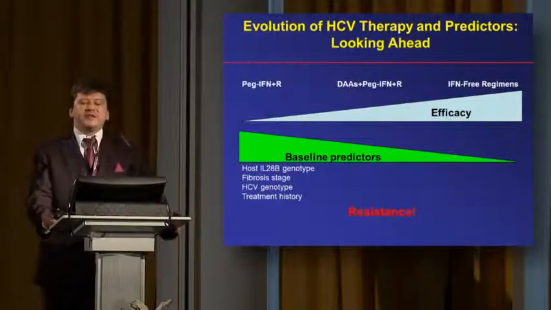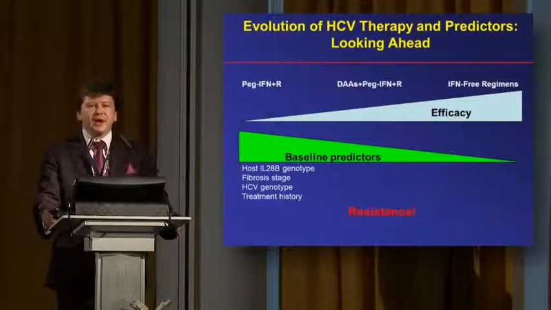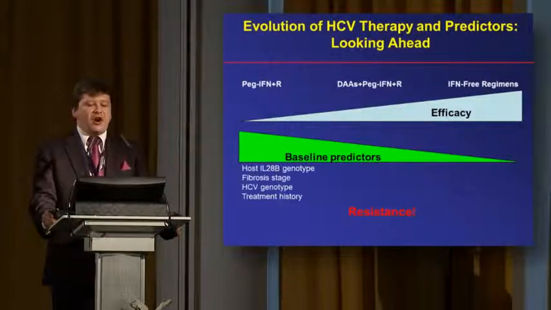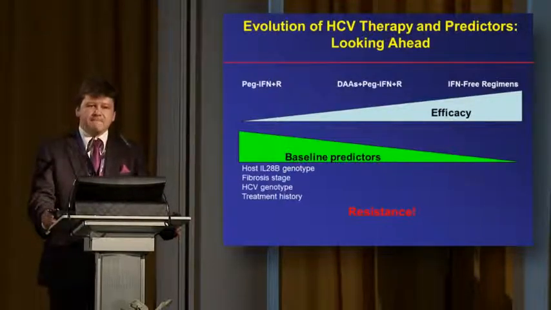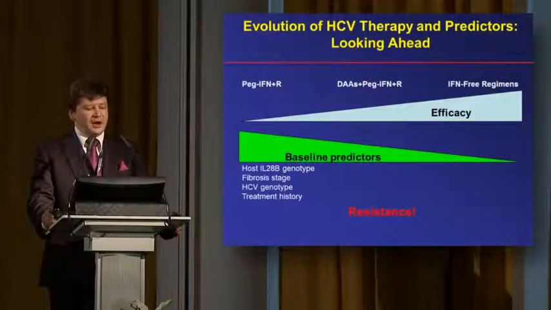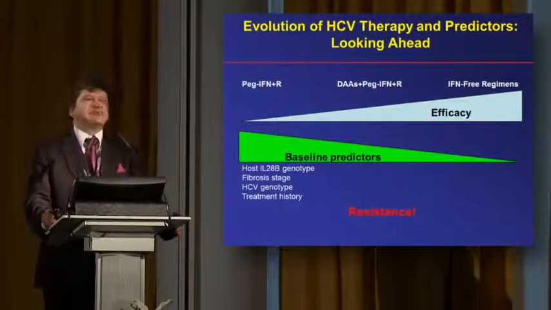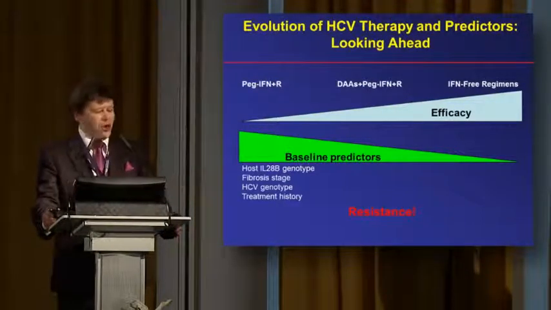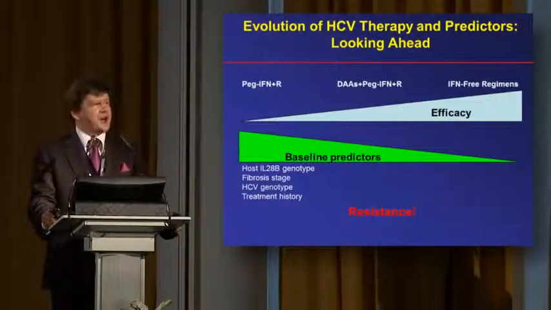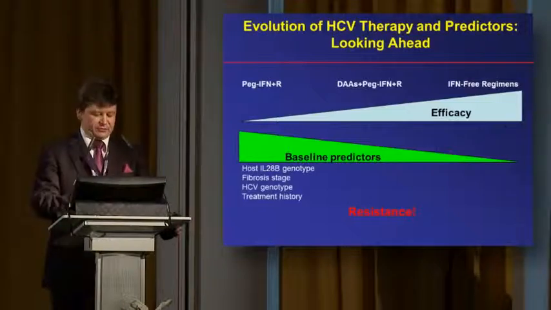The evolution of HCV therapy and predictors may be demonstrated on the slide. Looking ahead, with increasing treatment efficacy and resistance to antivirals, there is a simultaneous decrease in the role of baseline predictors, including host interleukin 28B genotype, fibrosis state, HCV genotype, and treatment history.